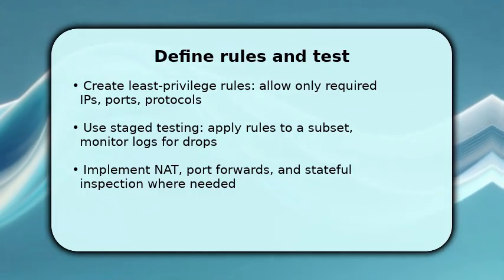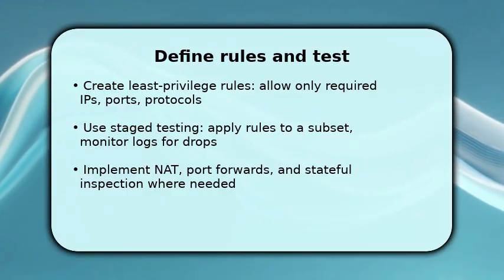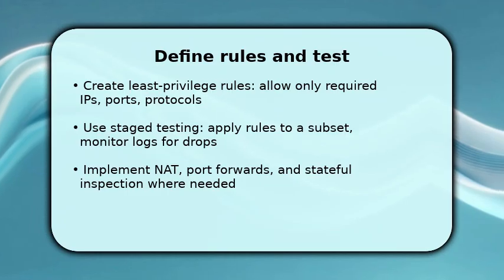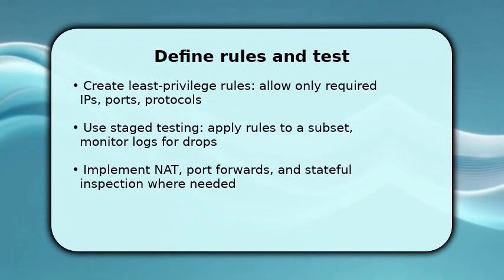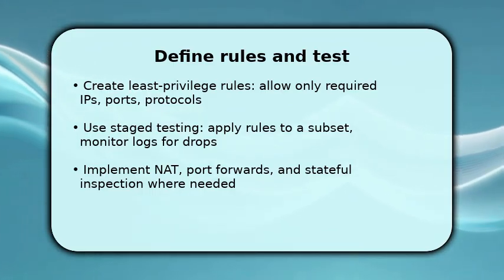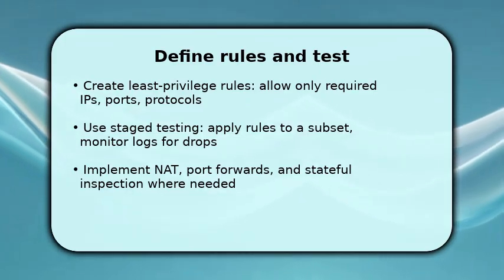Next, apply changes to a pilot group or specific interface so impact is limited. Monitor logs for unexpected denies. Make sure to enable stateful inspection and configure NAT or port forwards correctly so services remain reachable. Once you verify expected flows, incrementally expand rule application.